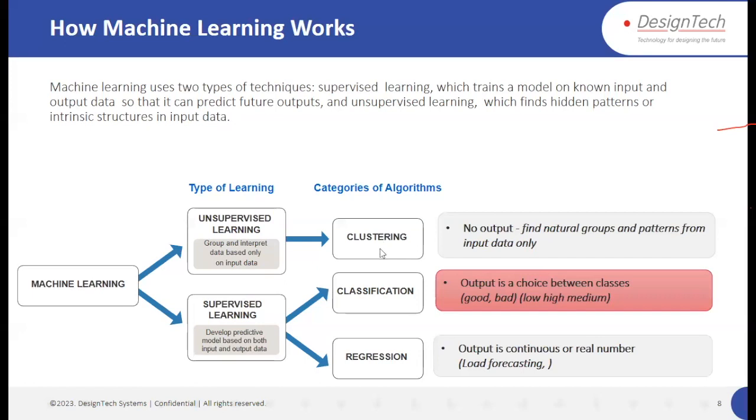We'll talk about what different types of algorithms are available to apply for different types of machine learning. Here we have no output. We generally only find some natural groups and patterns from the input data. So this is the type of machine learning, and this is how we can further divide supervised and unsupervised learning.